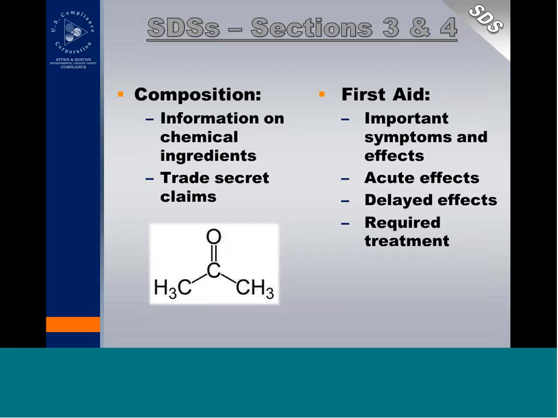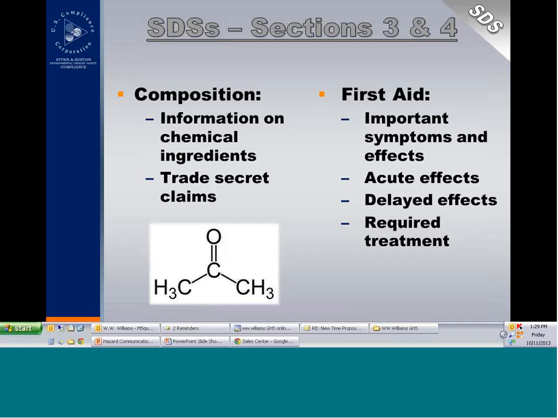Section 4 is first aid information. This is going to give you important information with regards to symptoms of overexposure to that material and effects. It's going to list what the short-term effects may be, what the long-term effects may be, and what the required treatment is per the respective route of entry.